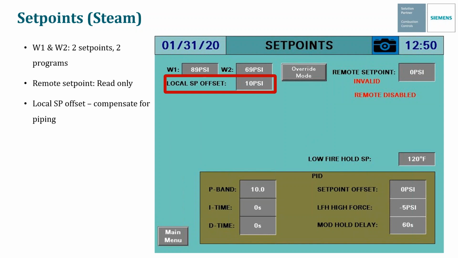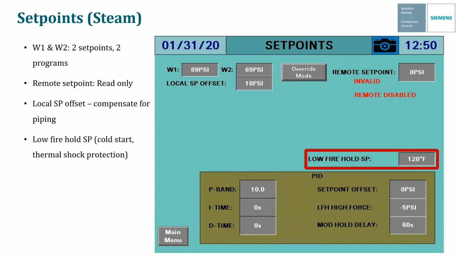Local set point offset is pretty nice. It basically allows you to compensate for piping losses. So if our system set point in this case is 89 PSI, but we know that in order to maintain 89 PSI in our header, we really need each boiler to run at about 10 PSI above that, we can do that right here by setting up the local set point offset to 10 PSI. And that means the local boilers will run at around 99 PSI in order for the header to maintain 89 PSI. We'll talk a little bit more about this in the next slide where we do an example.